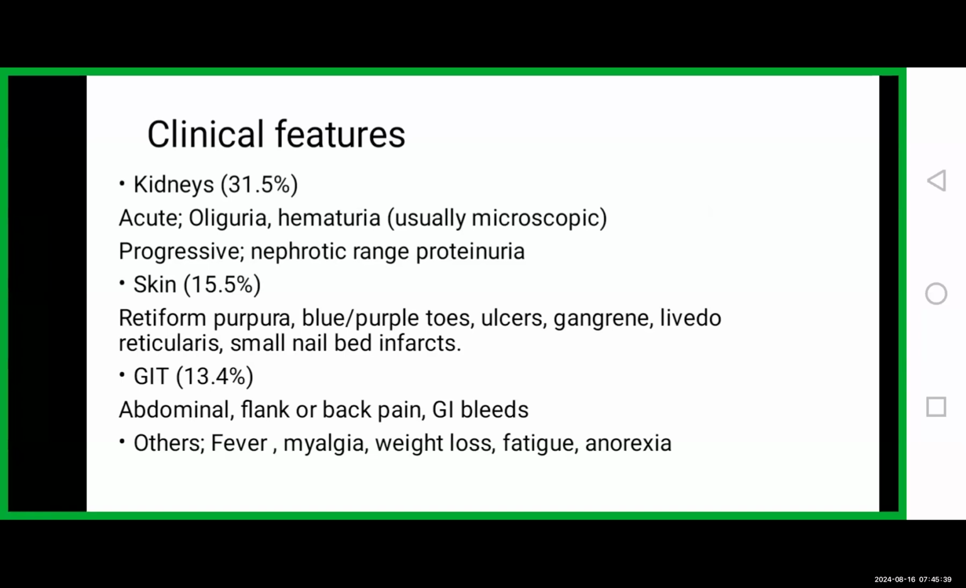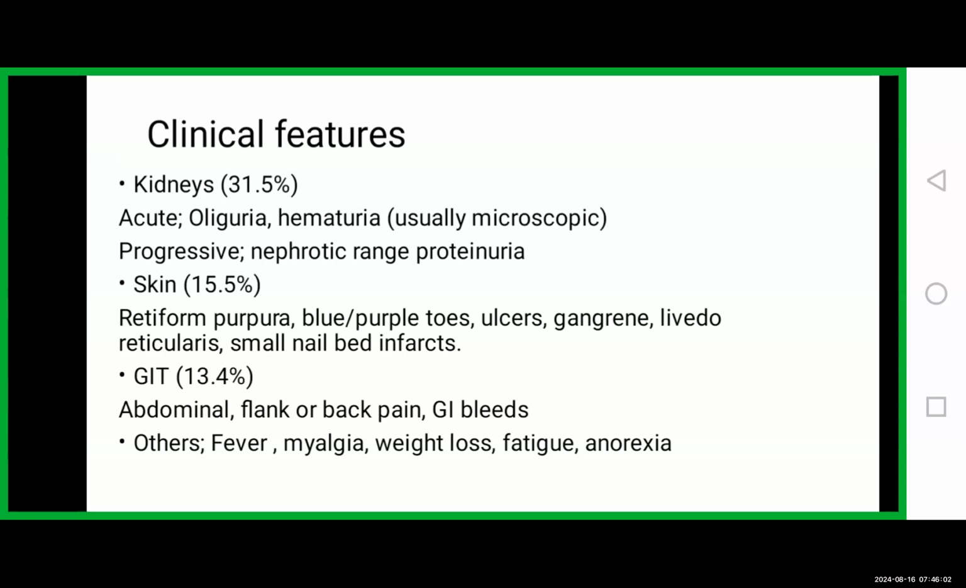The clinical features: there are different organs affected in cholesterol embolization, but most commonly it is the kidney. So it could present, like I mentioned, as either an acute or a progressive form. For the acute form, you have features of AKI: reduced urine output, hematuria, plus or minus proteinuria.